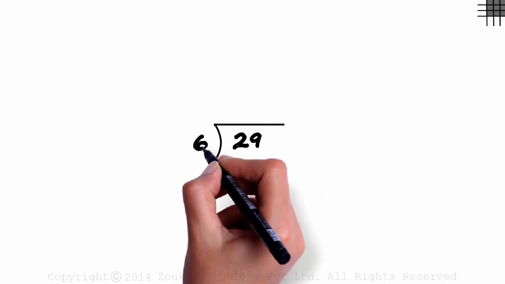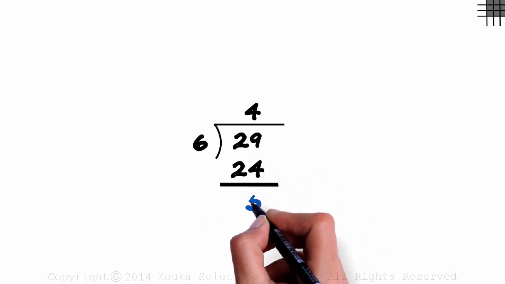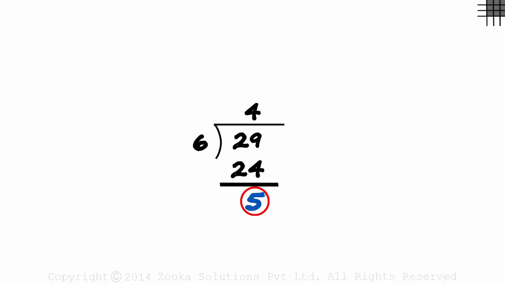What will be the remainder if we divide 29 by 6? We get the quotient as 4 and the remainder as 5. 5 is the remainder when 29 is divided by 6.